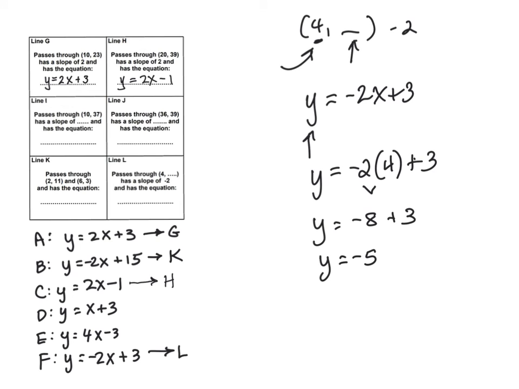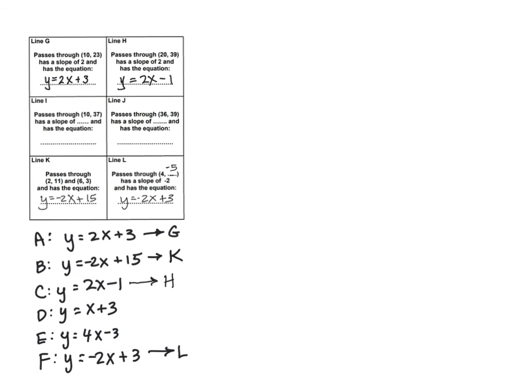So over here, instead of the blank, we're going to fill in negative 5. And we know that our equation has to be y equals negative 2x plus 3. And while I'm at it, let me fill in the one for K. I skipped that step. All right, so now you see we have I and J left over, and we know it's going to be between D and E. So we're going to use that information to figure out which one is which.